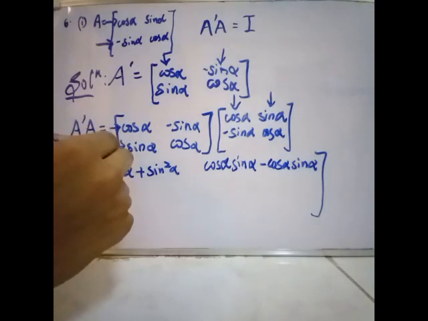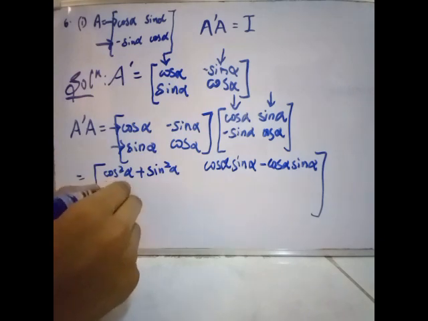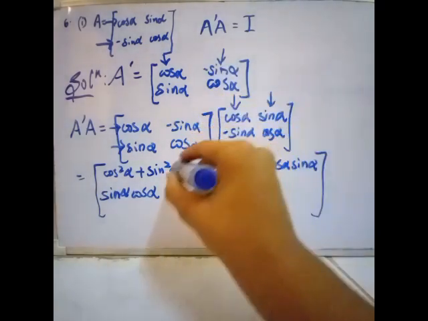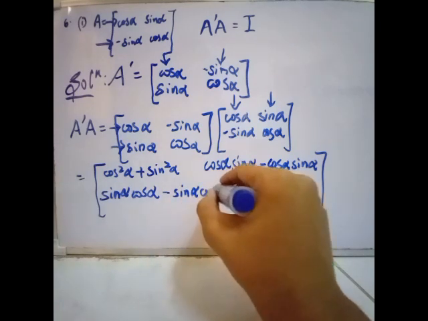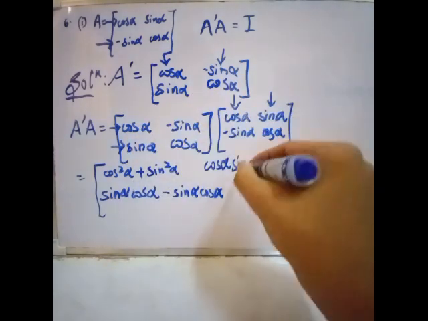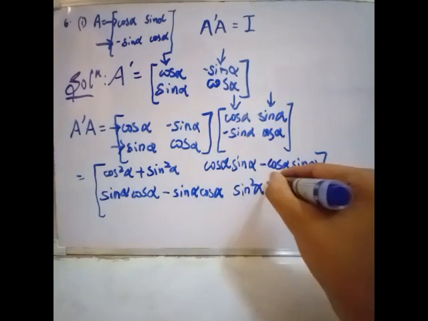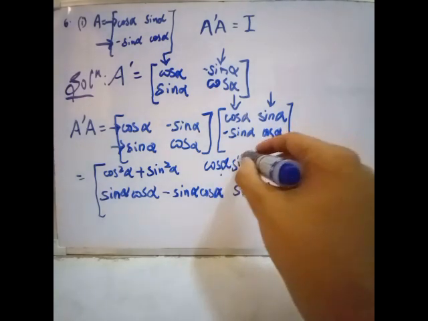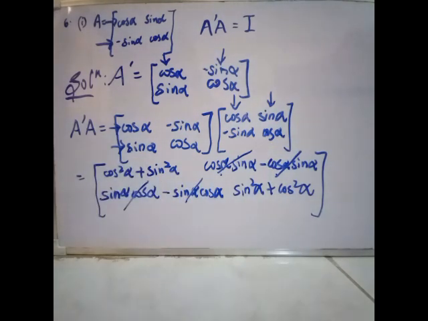Then we'll be doing the second row with each column. So sine times cos would be sine cos, and cos times minus sine would be minus sine cos, right? Then the last element, second row with second column, sine times sine would be sine squared, and cos times cos would be cos squared. So if you check, these two elements are the same but they are plus and minus, so they would cancel each other out. Here also the same thing happens.